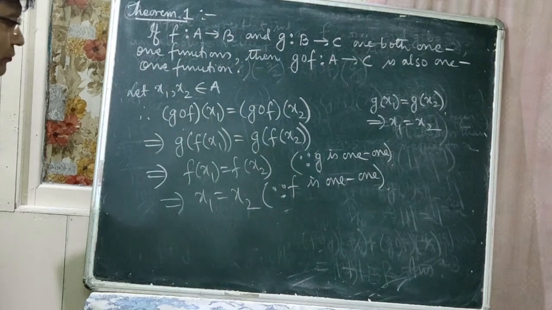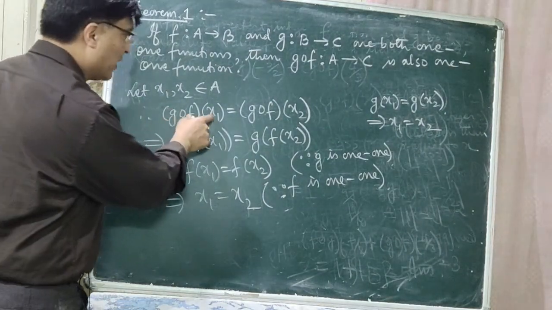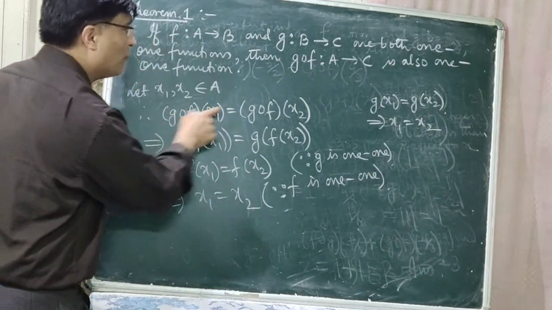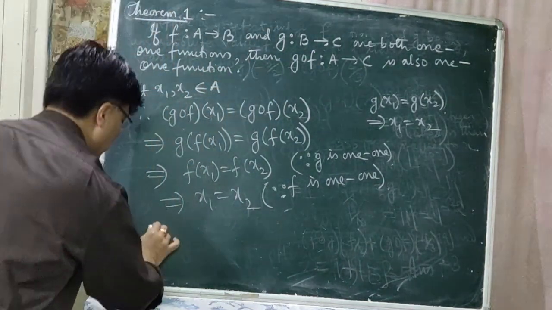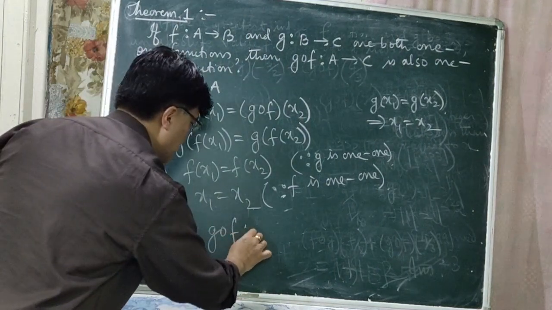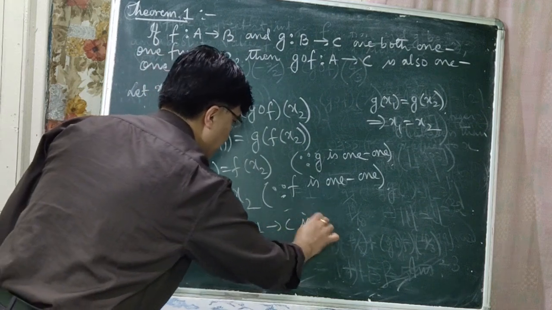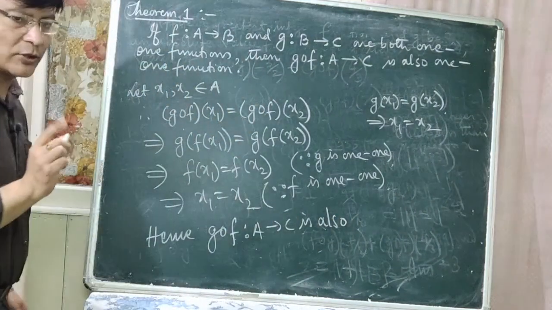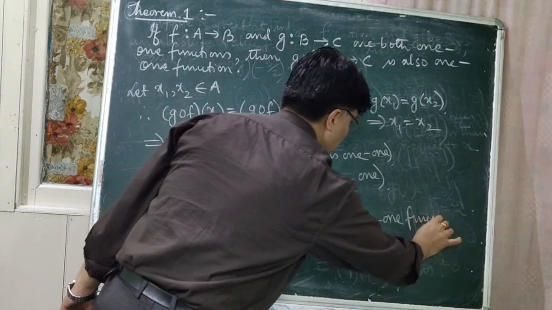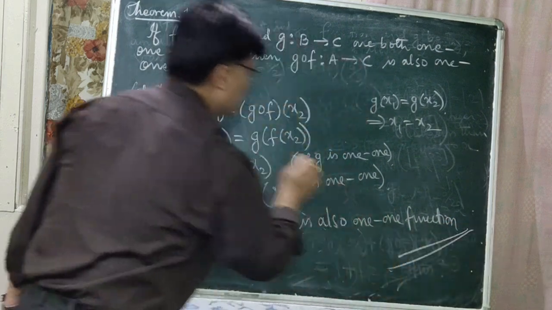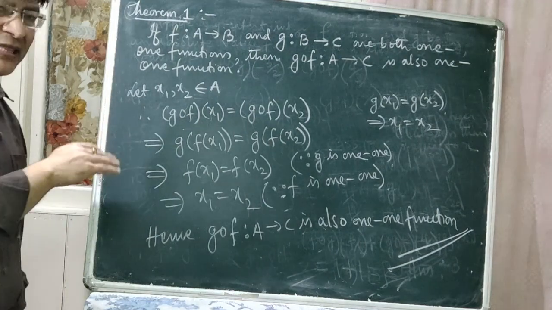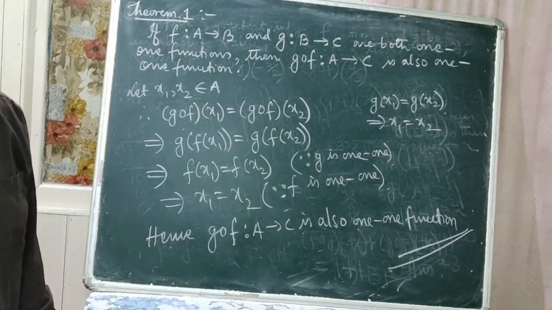Is that clear now? So gof of x1 is equal to gof of x2. What does it imply? x1 is equal to x2. That means gof is also a 1-1 function. So hence gof such that A to C is also a 1-1 function. So it is proved. I think you have understood it. So this is the mathematical problem of 1-1 function.